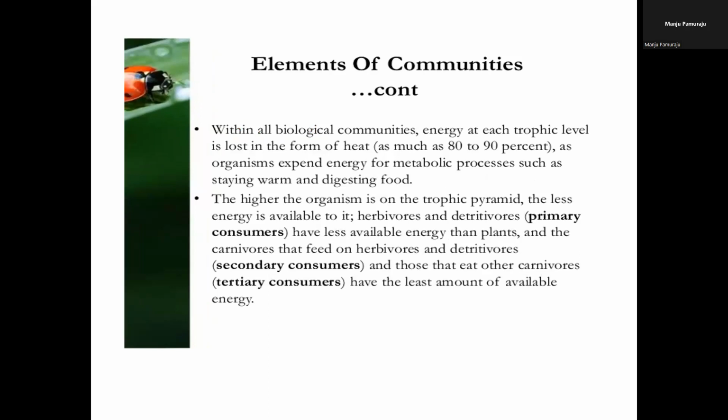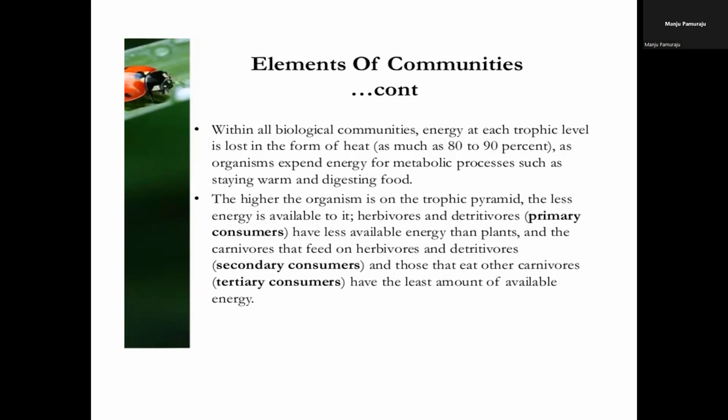Within all biological communities, energy at each trophic level is lost in the form of heat. As much as 80 to 90% of the energy is lost as heat, as organisms expend energy for metabolic processes such as digestion or respiration, and other metabolic activities. So the higher the organism is on the trophic pyramid, the less energy is available to it. Already we discussed the ecological pyramids also. In this, the top one gets less energy when compared to the base trophic level.